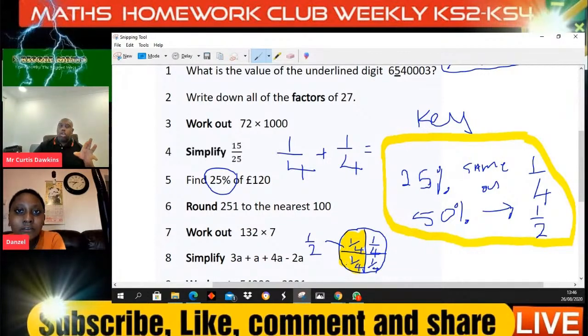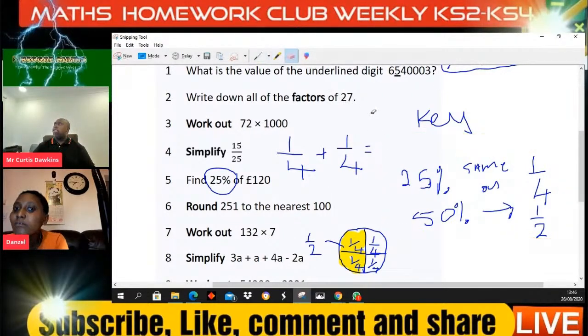A quarter plus a quarter equals a half. If the learning is taking off, I want you to understand what's going on there. So the golden rule, we haven't done fractions yet, but we're going to do it. The golden rule, when adding fractions, the bottom number must be the same.